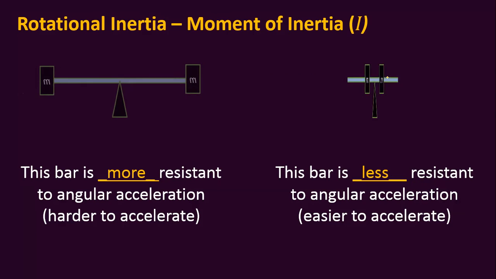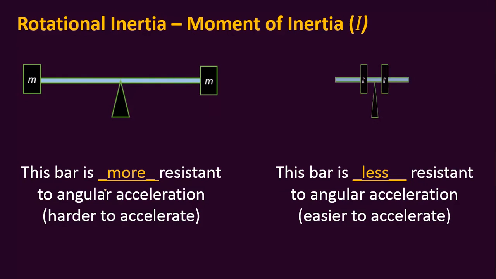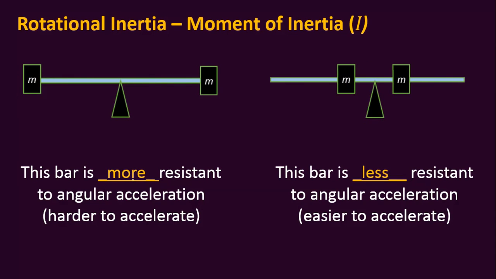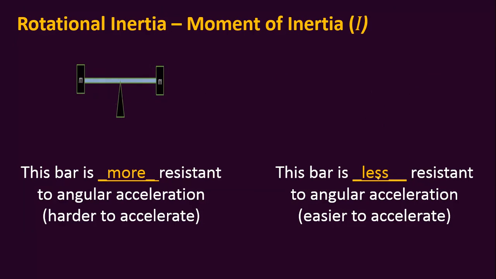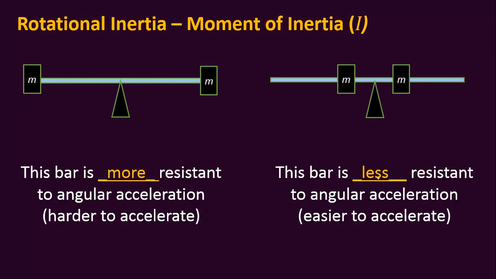As shown in this graphic, the bar with the masses that are far away from the pivot point is more resistant to angular acceleration. It is harder to accelerate, it's just a little more sluggish, whereas the bar with the masses closer to the pivot point is less resistant to angular acceleration. It's actually a lot easier to accelerate.